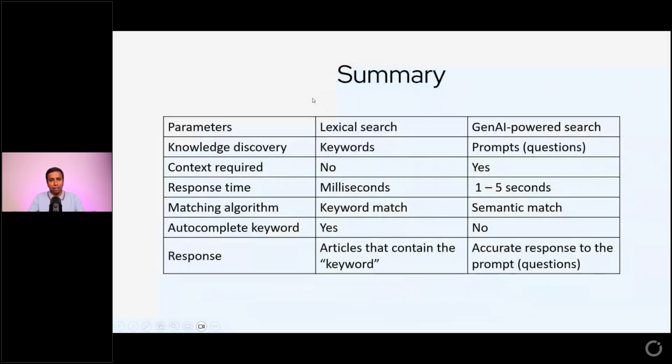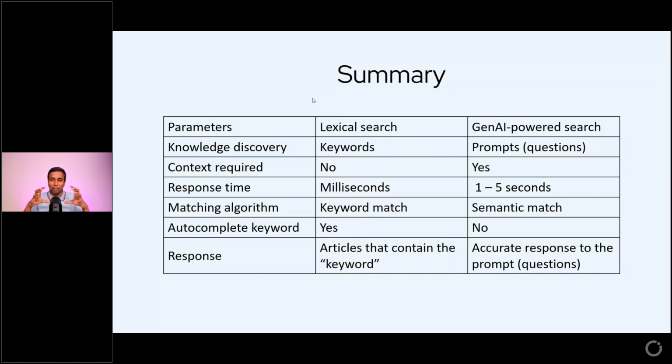So in summary, if you look at the parameters in lexical search and GenAI-powered search, the knowledge discovery always happened through keywords in lexical search, while in a GenAI tool, it's always through prompts. You don't always have to provide a context in lexical search, but in GenAI, if you provide more, then you get more accurate answers.